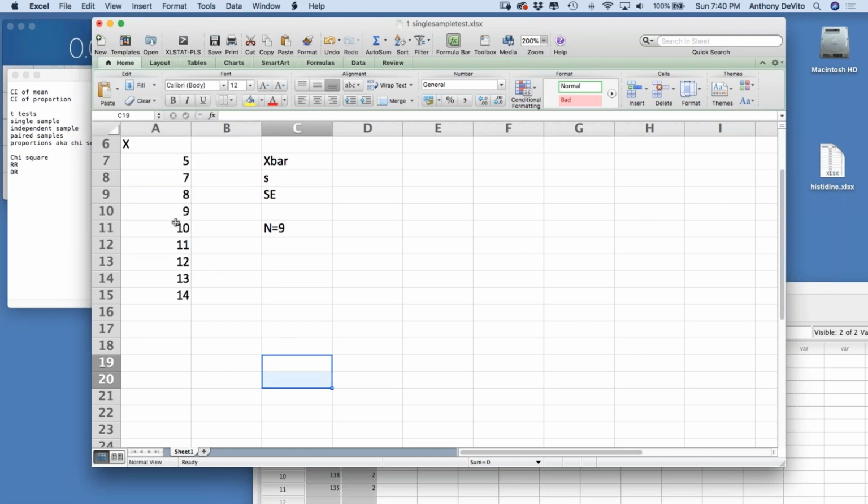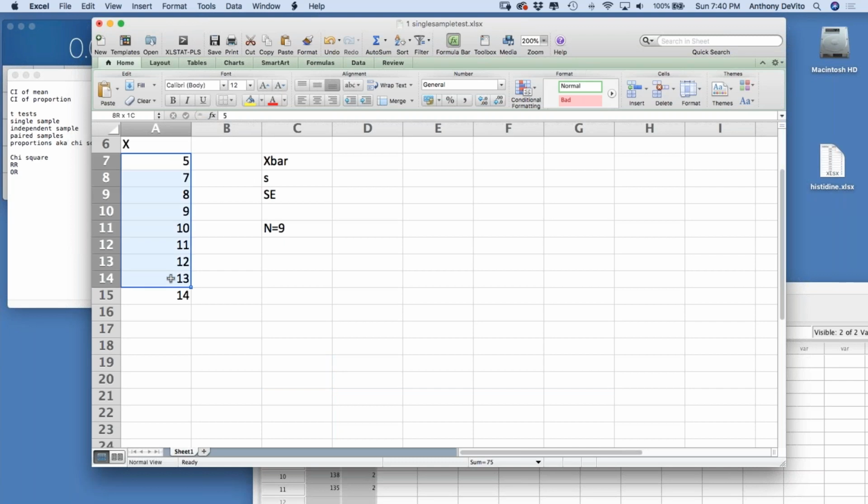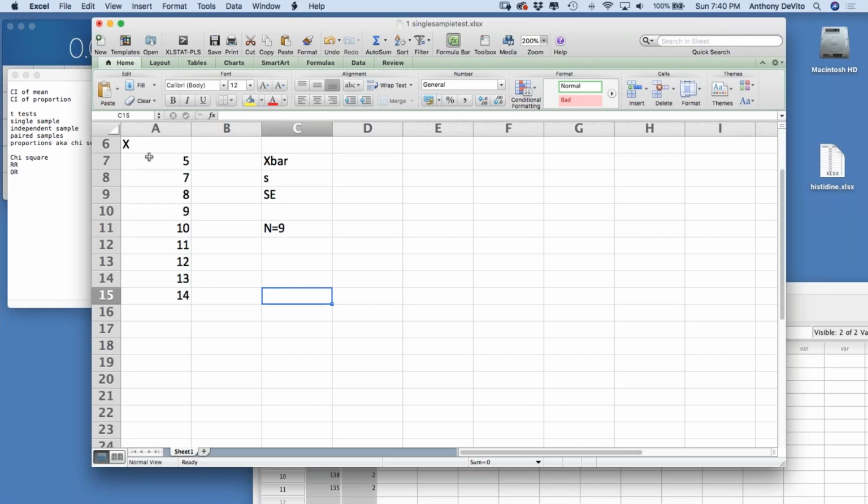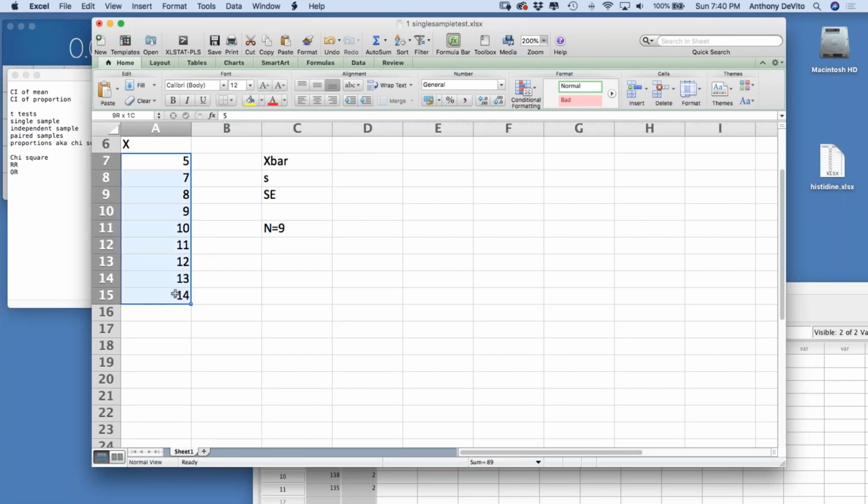Okay, here we go. So here are our scores. The variable is x, whatever that is. It might be a test score, let's say a motor score or a psychological test, whatever it might be. So this is a sample of 9 people. Sample size is 9. Nine people took a psychological test, and these are the scores for each of those 9 people.